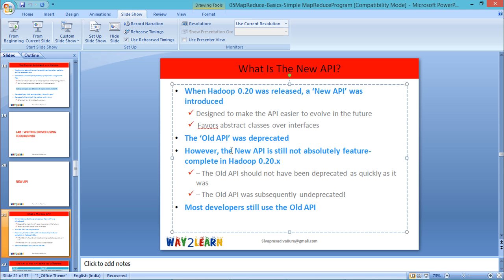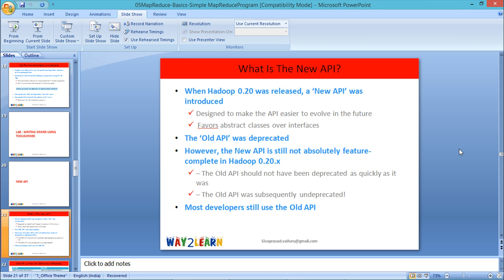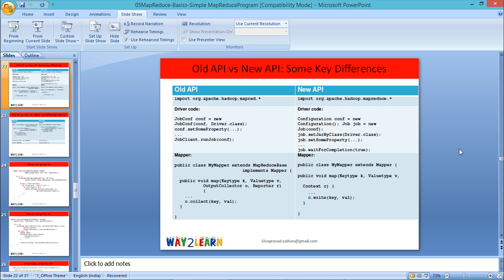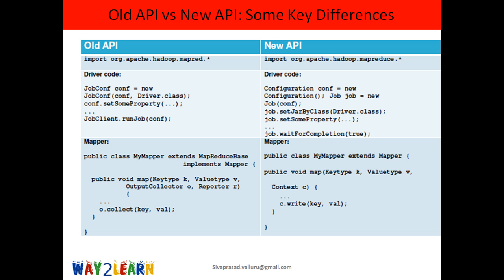But as the new API was not absolutely feature complete in Hadoop this version, old API is still not deprecated because most of the developers still use old API. So old API is also there and new API is also there. The old API is not deprecated now. So what are the differences between old API and new API? Let us see the differences.